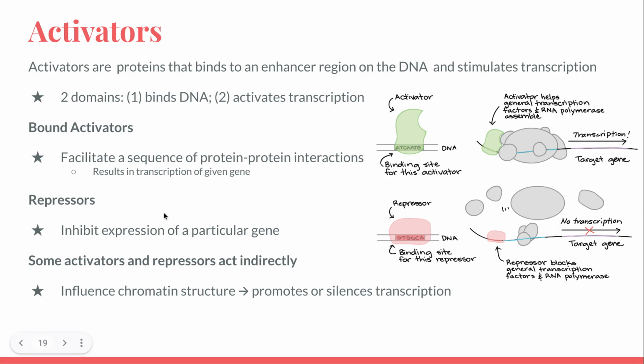And you also have repressors. We saw what repressors are in prokaryotic cells. Same thing here, you have repressors that can inhibit the expression of a particular gene. And sometimes these activators and repressors can change the chromatin structure, make it go from euchromatin to heterochromatin, which is slightly wound to heavily wound, or from heterochromatin to euchromatin. So they can have those indirect effects on regulating gene transcription as well.